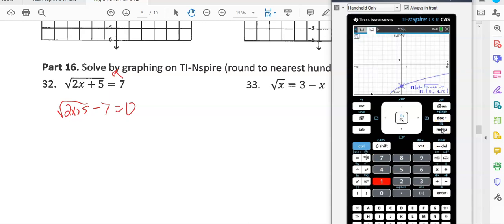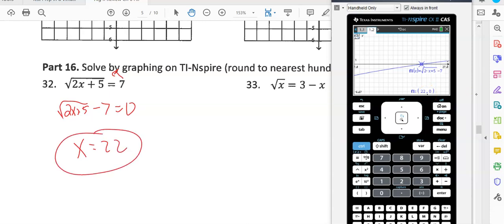And we're trying to trace until we find the 0. So menu 5, 1. Looks like it's going to cross the x-axis, which is where the 0 is, somewhere way up there to the right. I think I passed it there. If you look at the bottom of the screen there, 22, 0. So x equals 22 would be my answer. You want the x value of that 0.